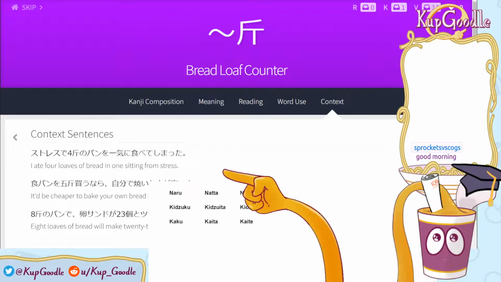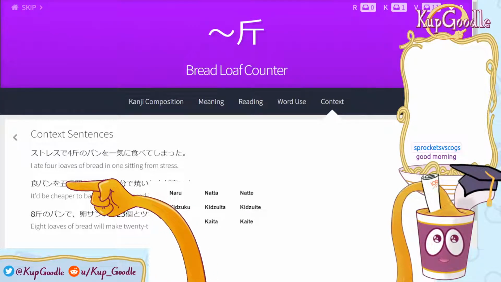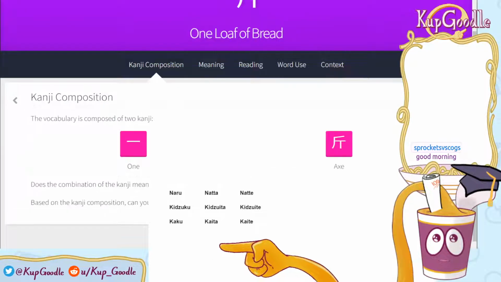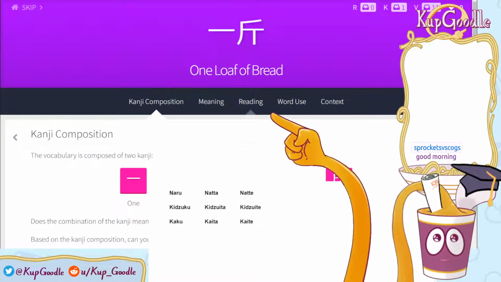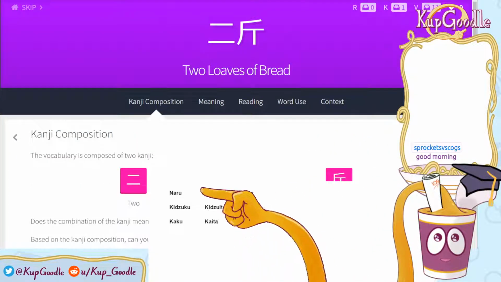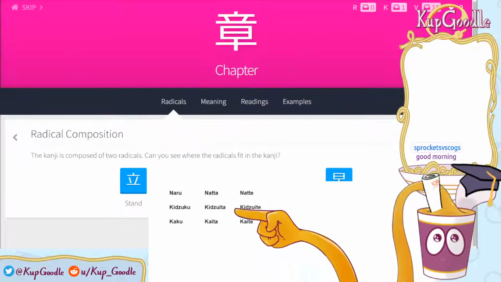I ate four loaves of bread in one sitting from stress. I don't know how big those loaves of bread are, but that's probably a lot of bread. What's this one? Literally one loaf of bread. They're probably including it because the reading is ikin. Nikin. Just a whole bunch of bread loaves. We can include those. Those are easy.